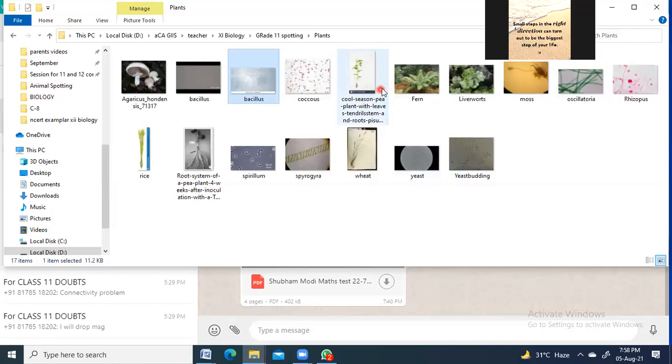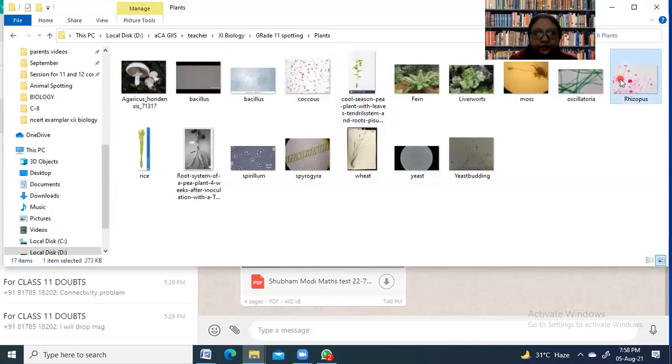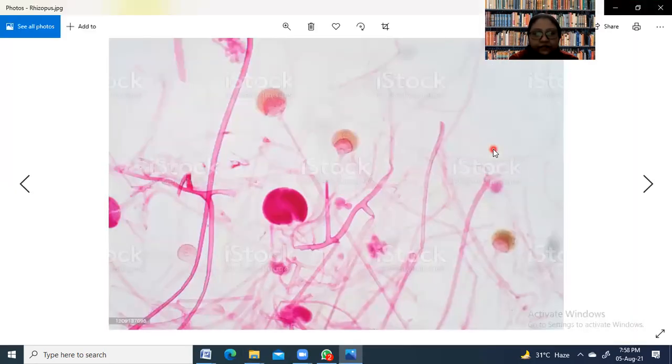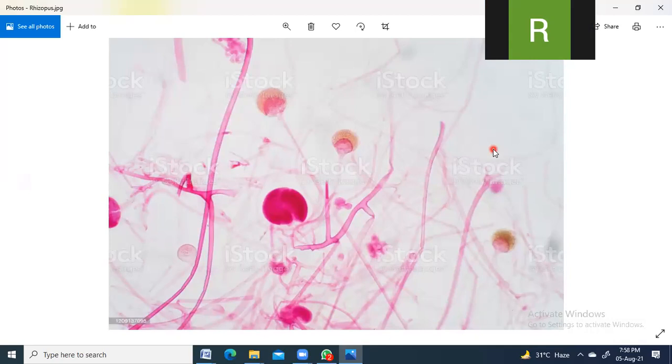Okay, so now we will move ahead. Tell me what is this? Ma'am, this is a gymnosperm. Rhizopus. Is it not Rhizopus? Yeah, gymnosperm.